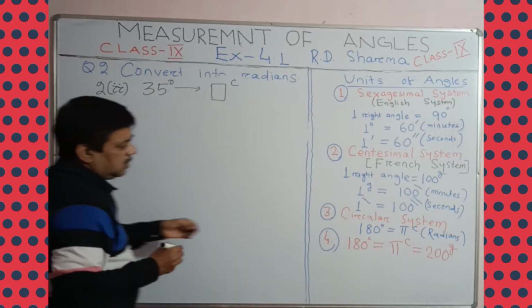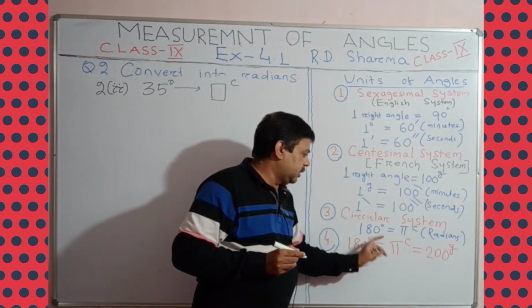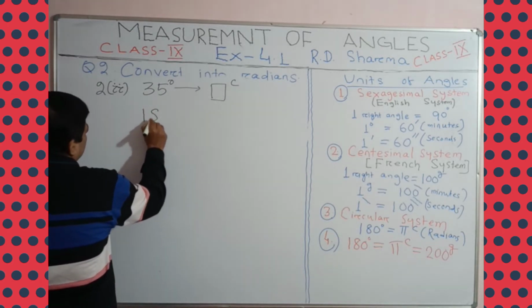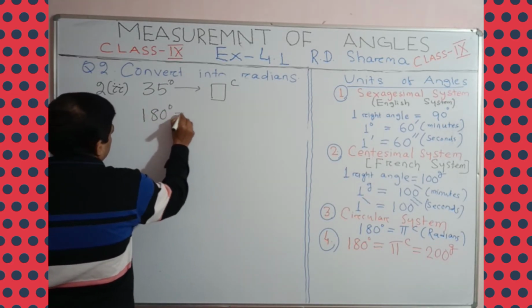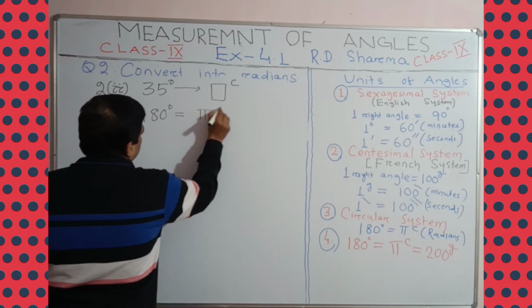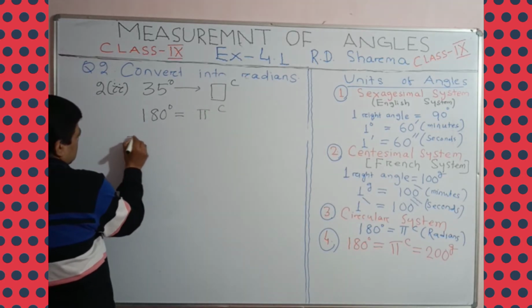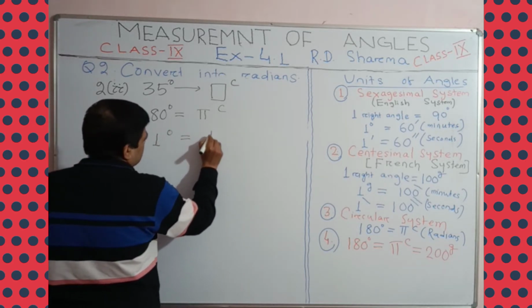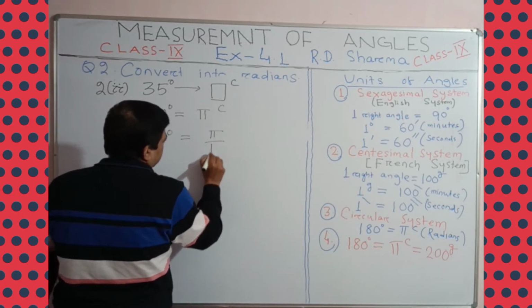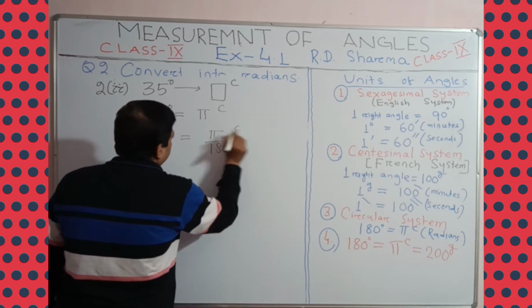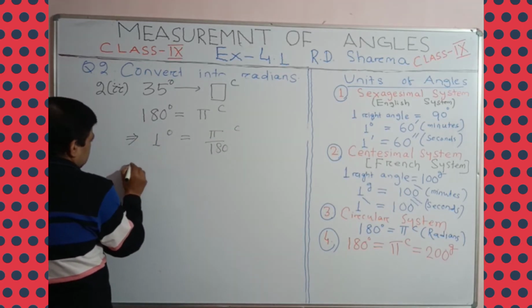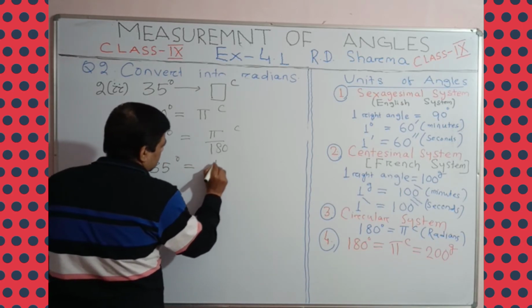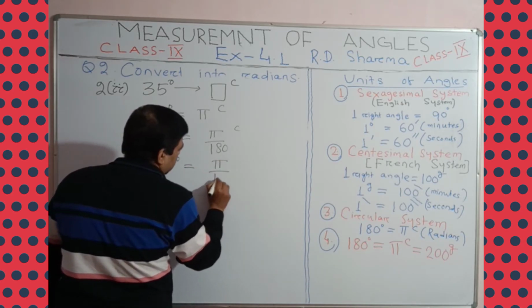According to the relationship, 180 degree is equal to pi radian. Note down this one: 180 degree is equal to pi radian. That implies 1 degree is how much radian? Yes, pi upon 180 radian. That implies 35 degree is how much radian? Yes, pi upon 180 into what?